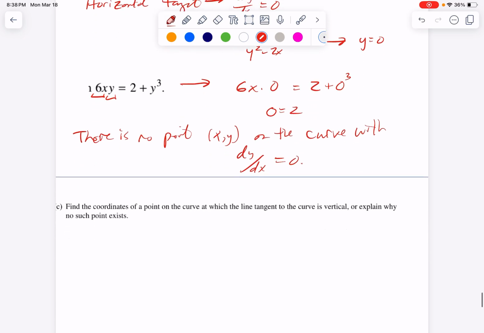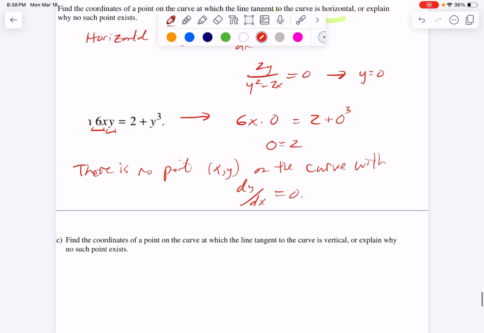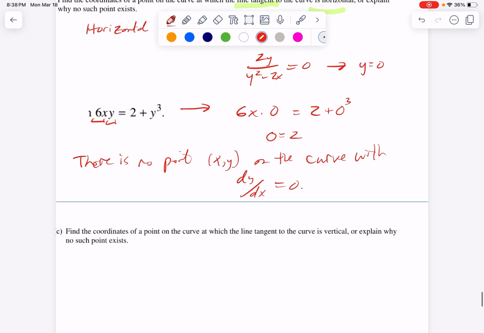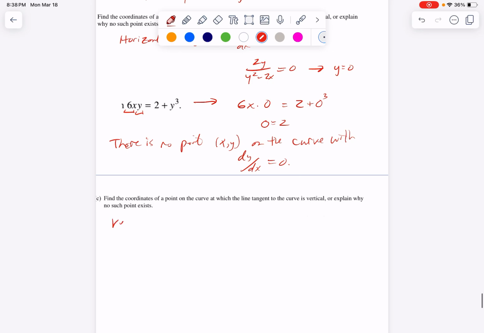Okay, now find the coordinates of a point on the curve where the line tangent to the curve is vertical. A vertical line has no slope. So, right, let's say that. A vertical line has no slope, has undefined slope, however you want to say that.